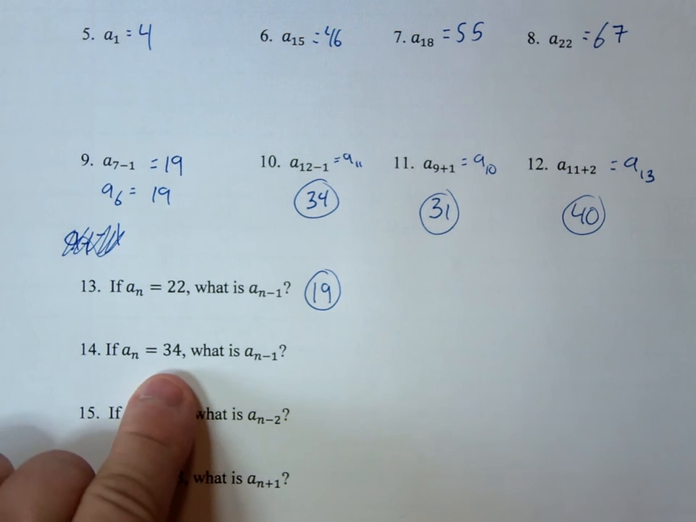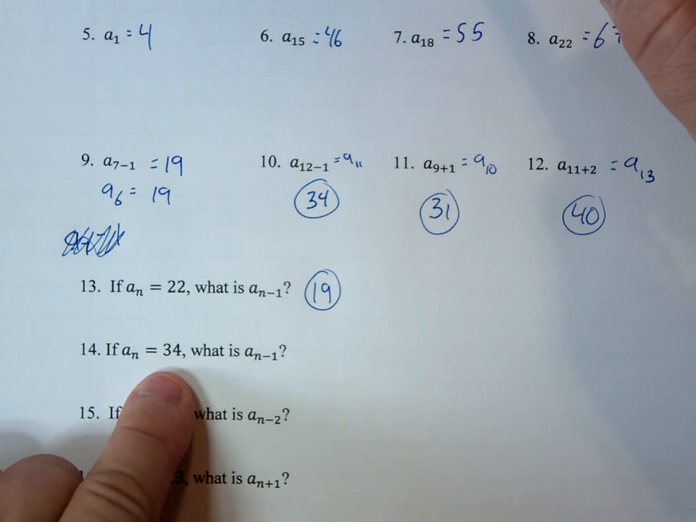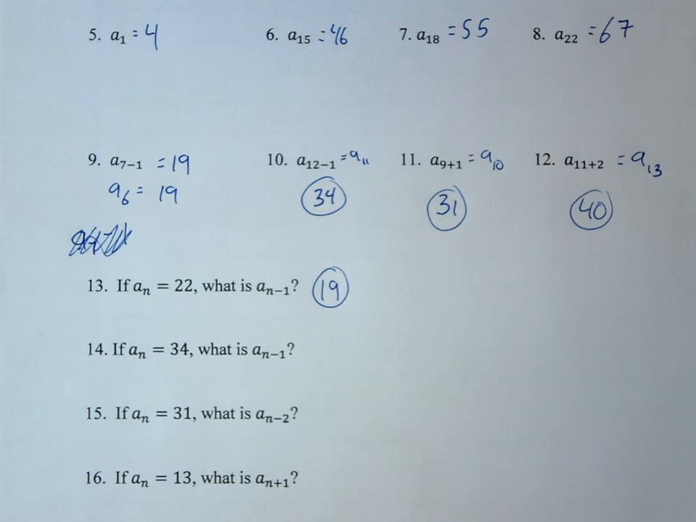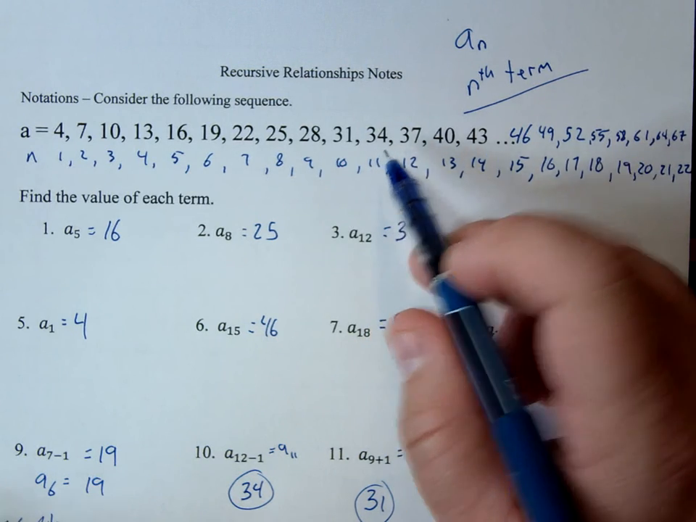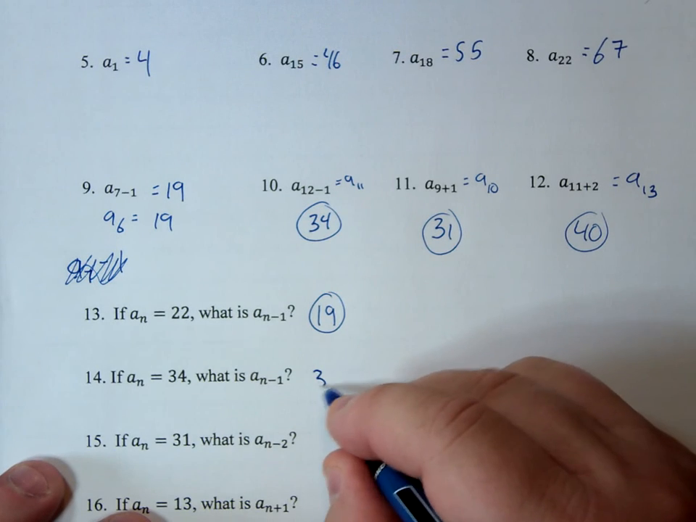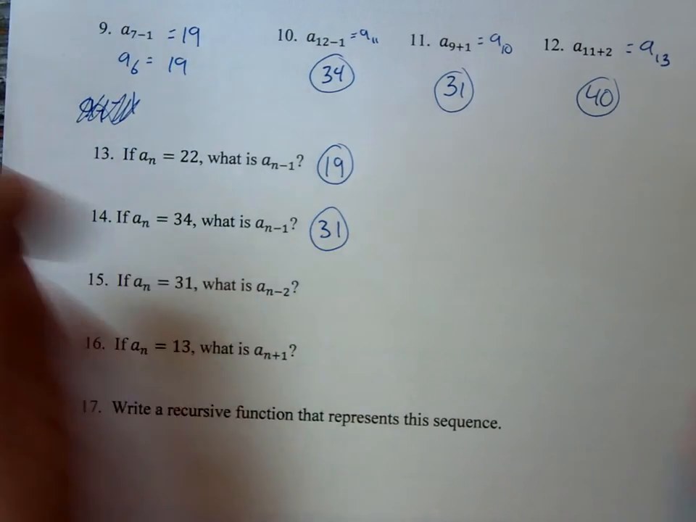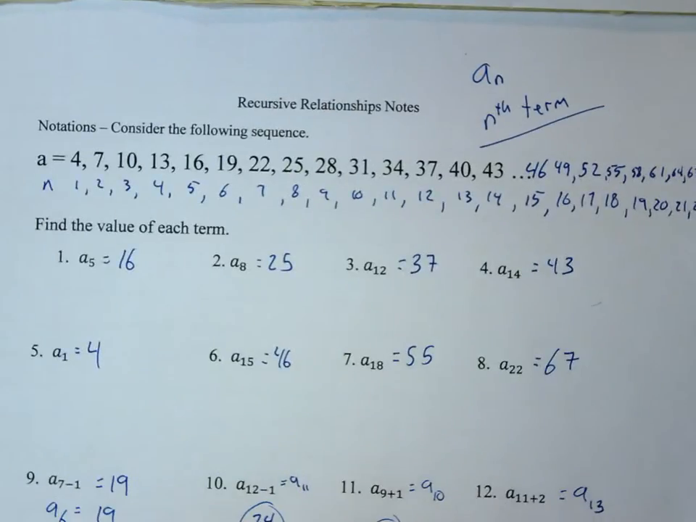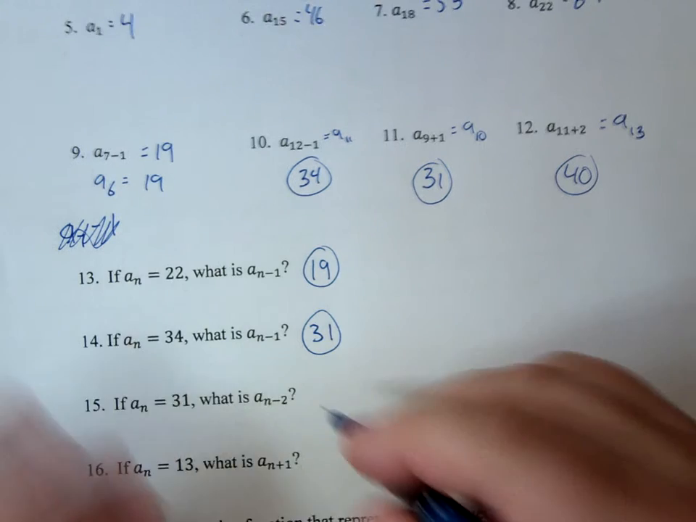If a sub n is 34, then what's a sub n minus 1? Who knows it? Raise your hand. No, I'm kidding. You probably already know. Oh, up here. So if you're at the 34, what's the term before it? That's right, 31. This time, if you're starting at 31, what is 2 terms before it? So a sub n minus 2 would be starting at 31, count back 2 terms. 1, 2, you would be at 25.